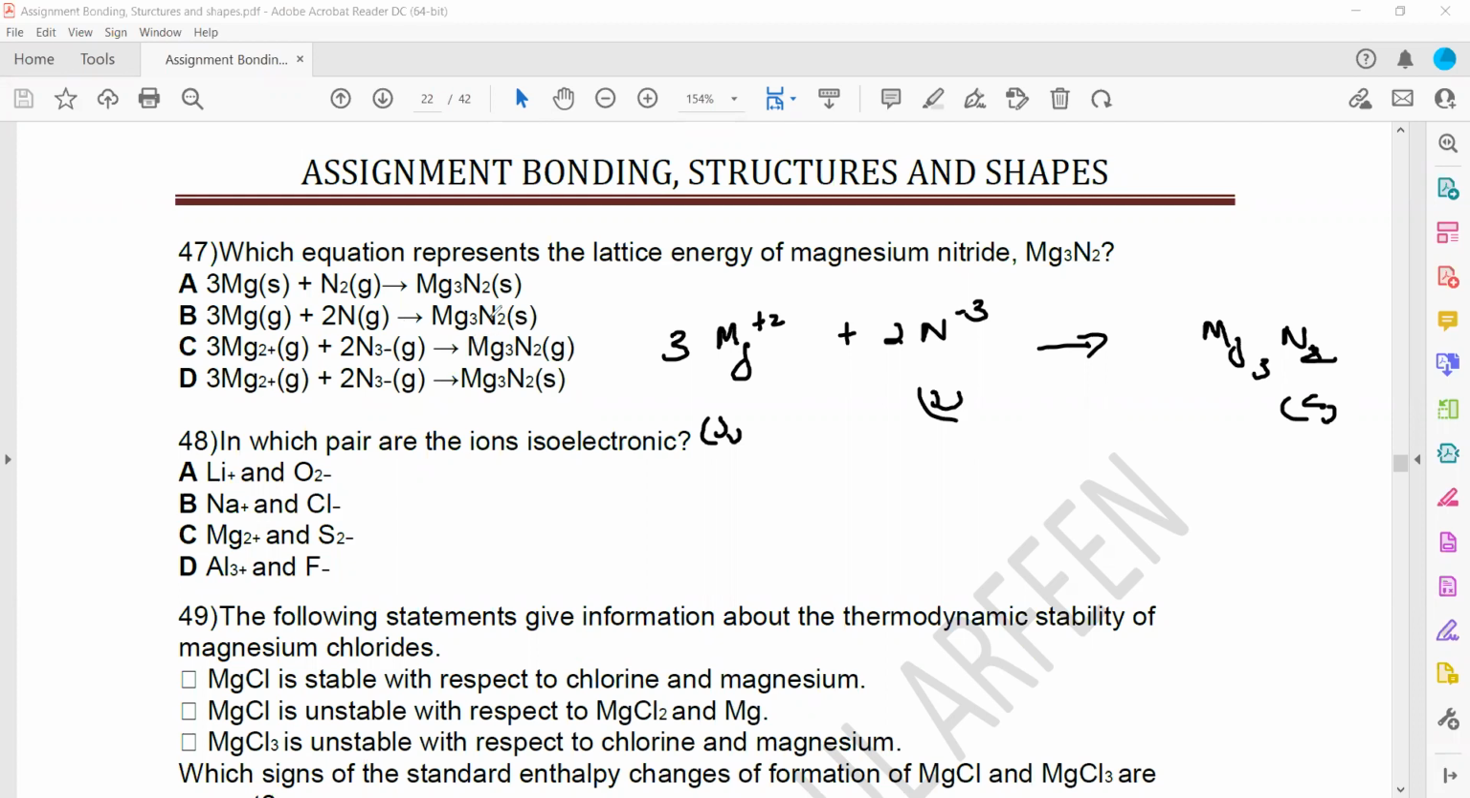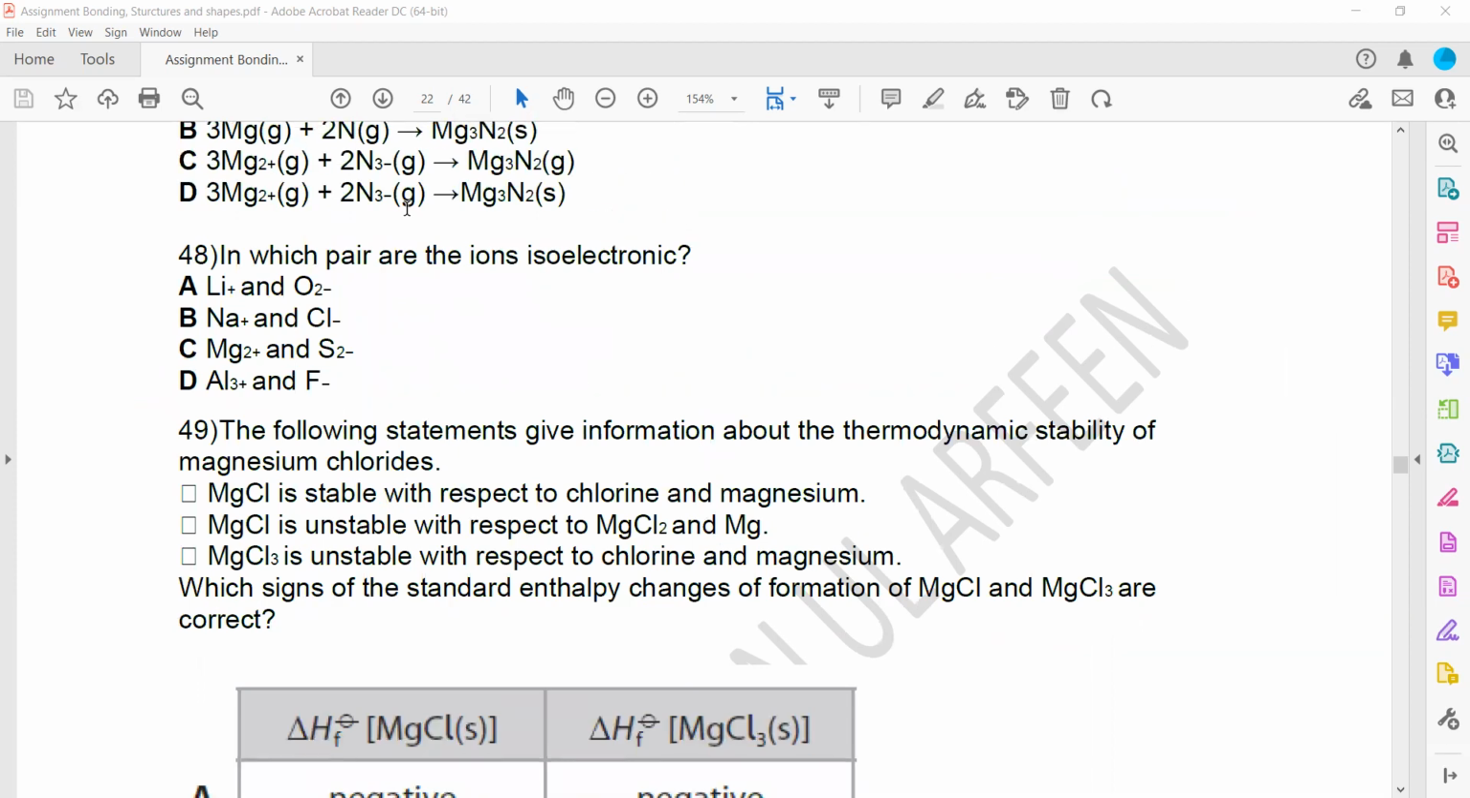Here atoms are forming a compound, so that is called bond enthalpy. Here ions are forming a compound, but that compound is in a gaseous state, so that's not correct. It should be a compound formed in a solid state. When ions in the gaseous state form a compound in a solid state, we call that lattice energy. And lattice energy is always exothermic because it is bond forming.